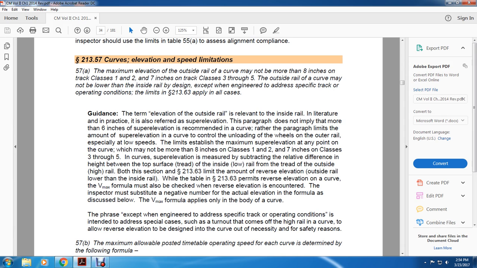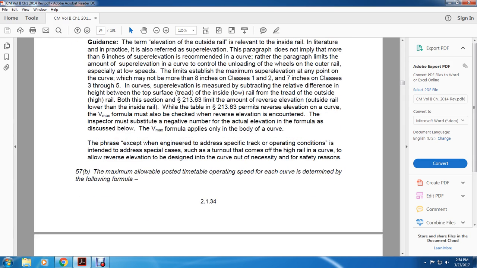The phrase except when engineered to address specific track operating conditions is intended to address special cases, such as turnouts that come from a higher rail into a curve. They also include reverse elevation designed into the curve out of necessity for safety reasons.